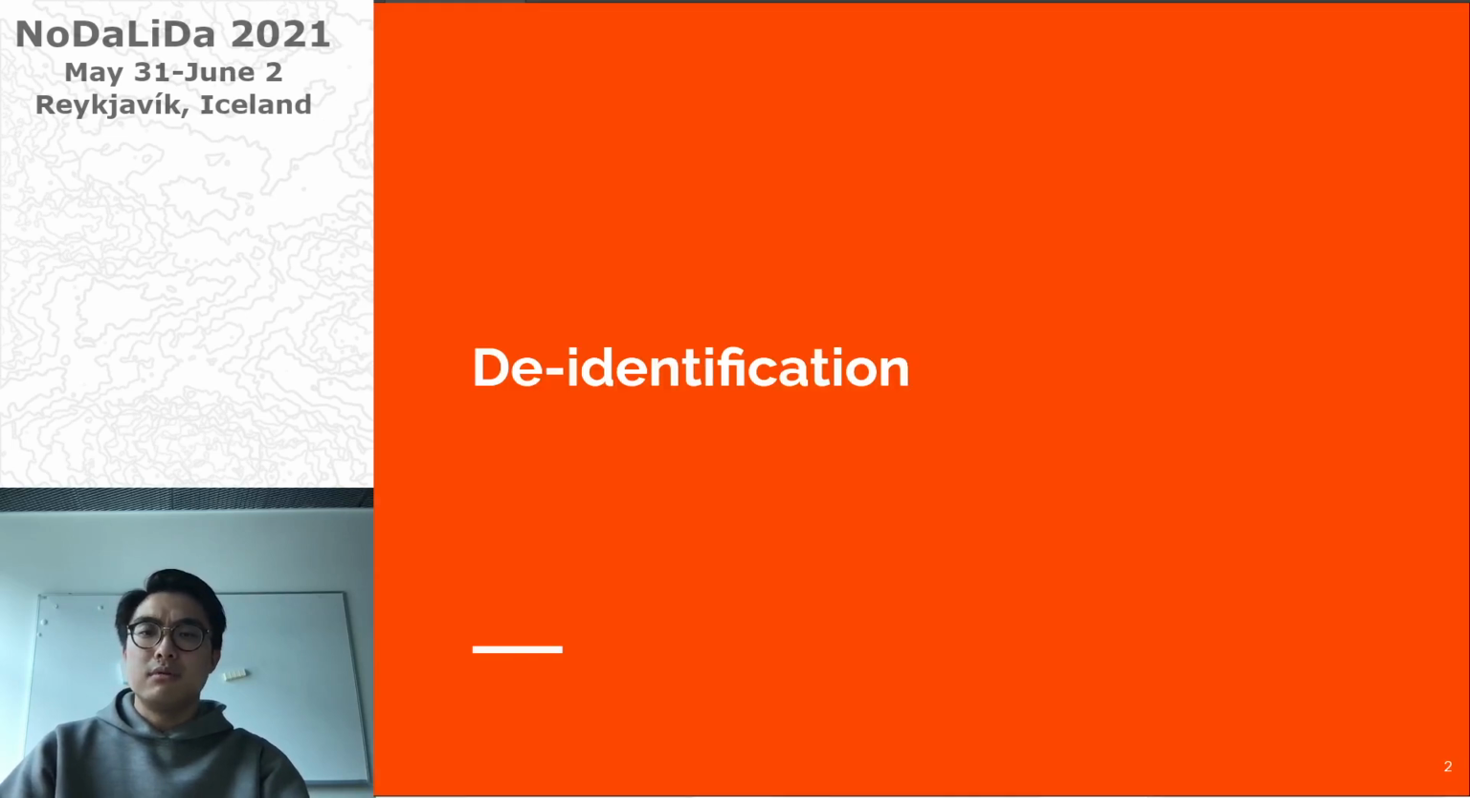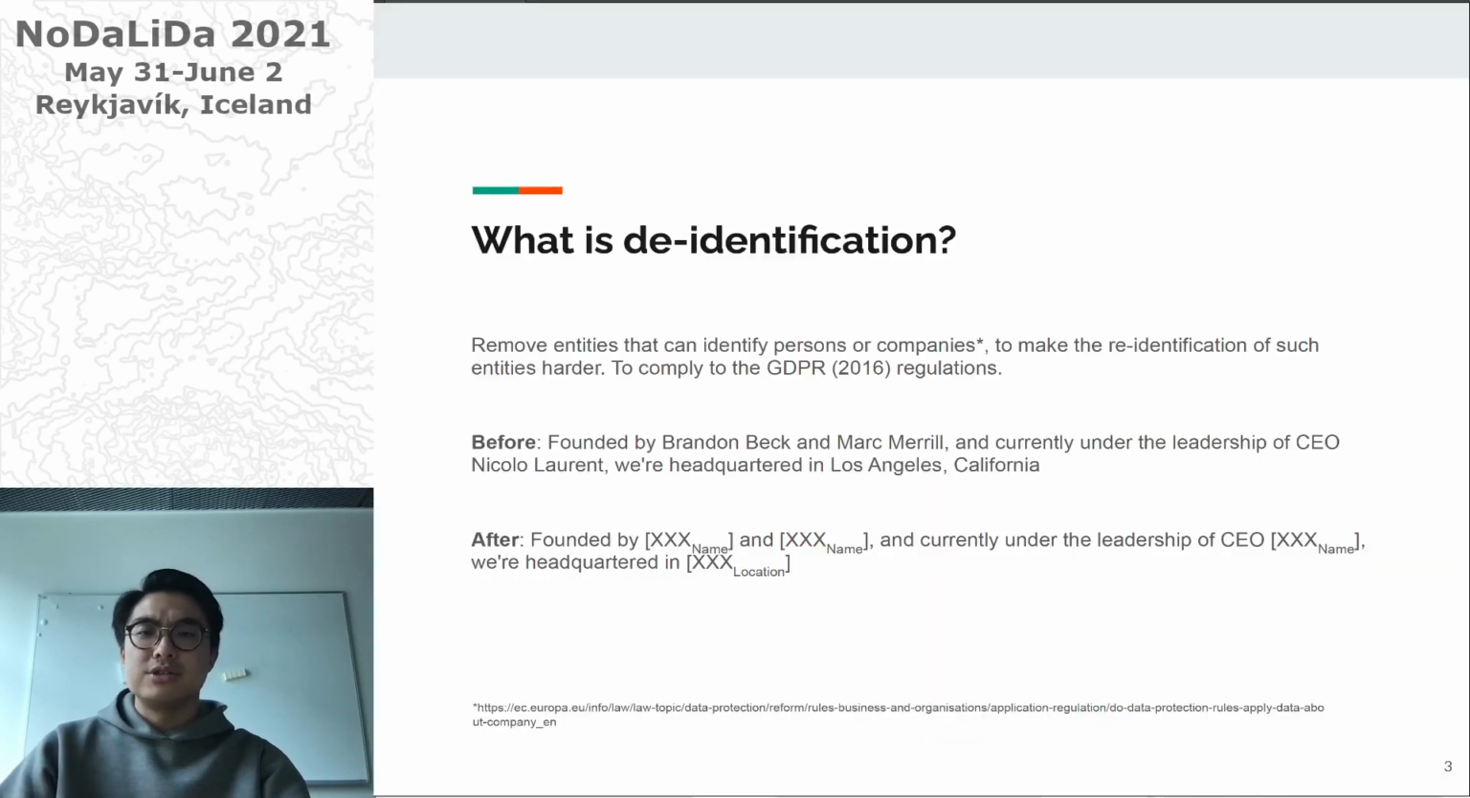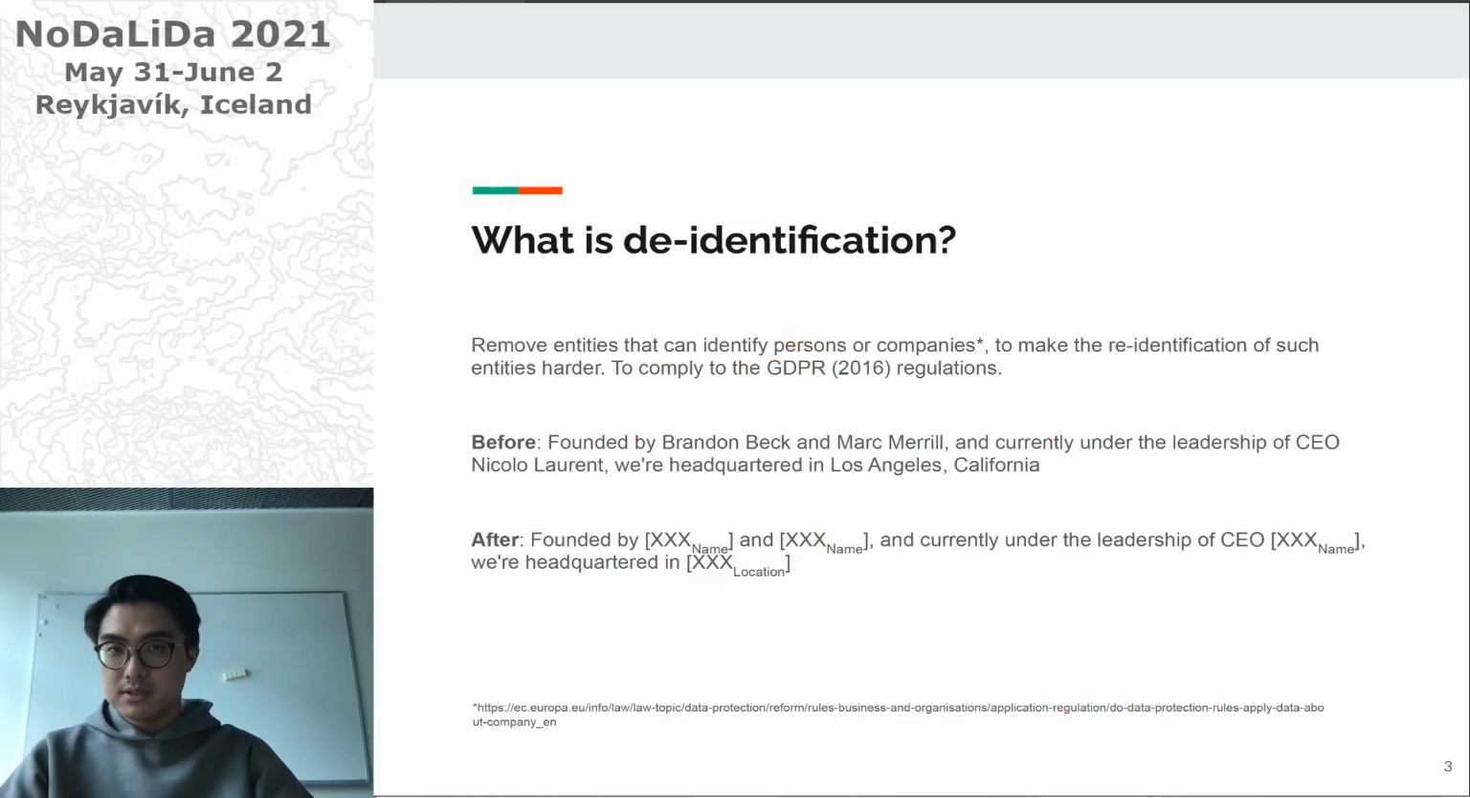So, first of all, what is de-identification? How we define de-identification is to remove entities that can identify persons or companies, to make the re-identification of such entities harder, to comply with the GDPR regulations.